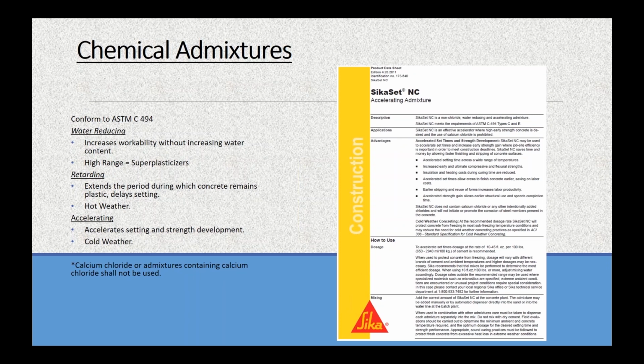And one thing to note, calcium chloride or any admixtures containing calcium chloride cannot be used per Spec 4. And this is just an example of a product sheet that you're going to get for your different admixtures. This happens to be an accelerating admixture, and it blatantly says in there, non-chloride, and then it gives the ASTM C494 and then the type. So this is the type of documentation that you would need if you are going to have an admixture in your mix to ensure that it meets spec.